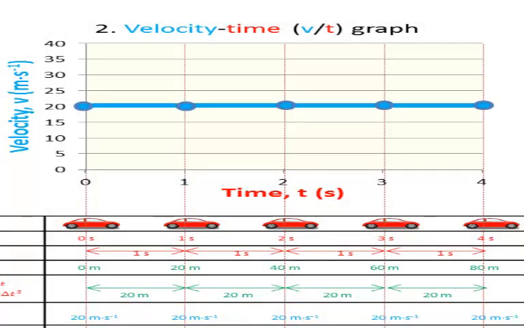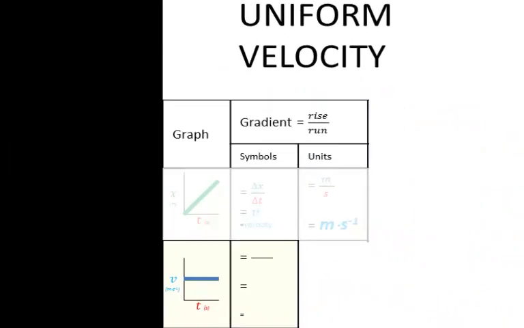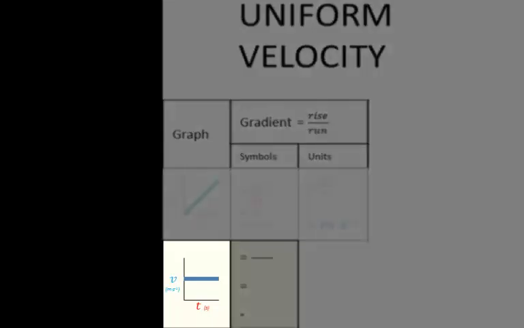So we have a straight line with a zero gradient. Zero gradient means that it's flat. There's no slope. There's no gradient. Whenever we have uniform motion, we get a velocity time graph which is flat. It's a straight line with a zero gradient.